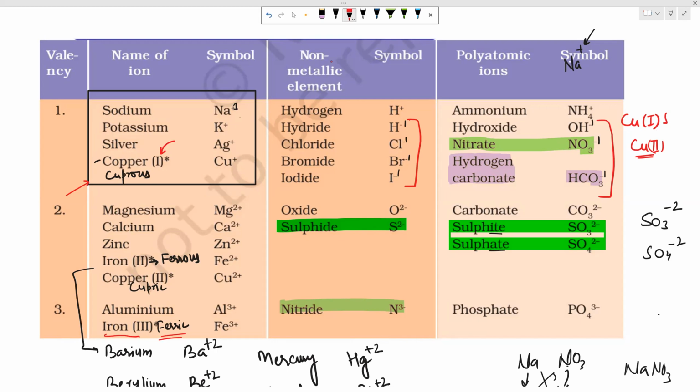With the green sign I represent here that it is sulfide (IDE), sulfite (ITE), and sulfate. They all have different formulas. S is valency minus 2. SO3 valency is also minus 2. SO4 valency is minus 2. All of them have a similar valency. But in this case, nitride and nitrate have different valency. Nitrate has minus 1 and nitride has minus 3. Please note it down honestly in your copy.